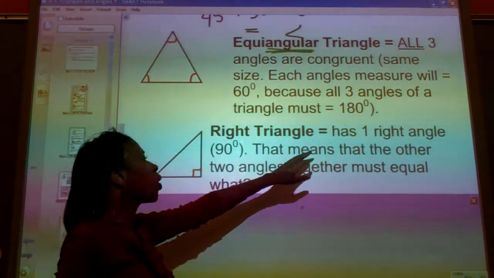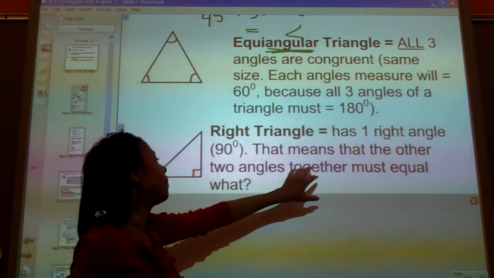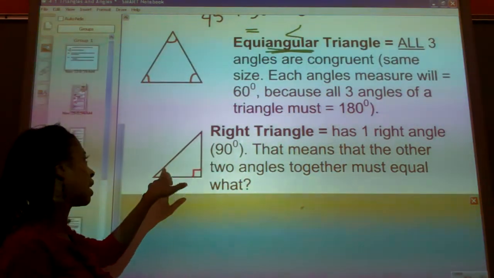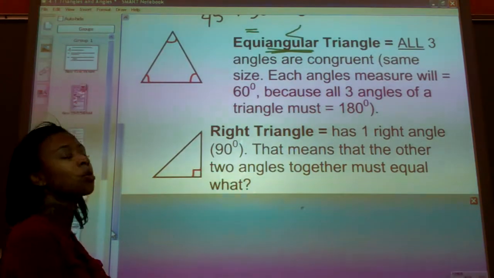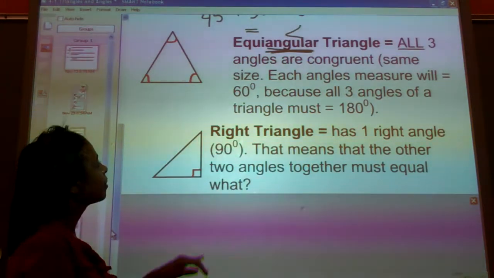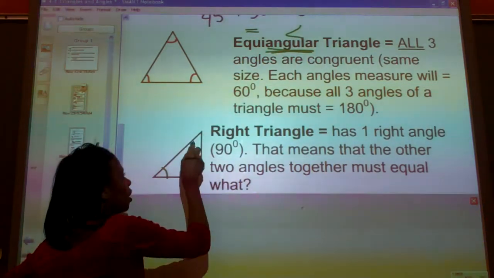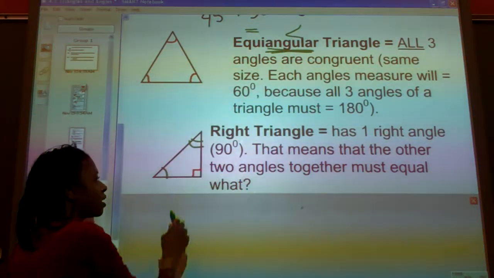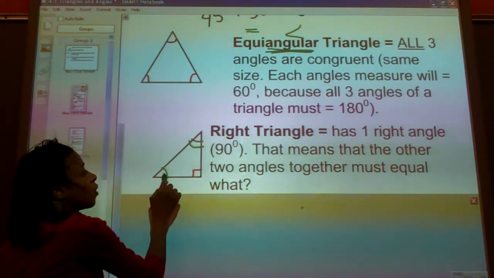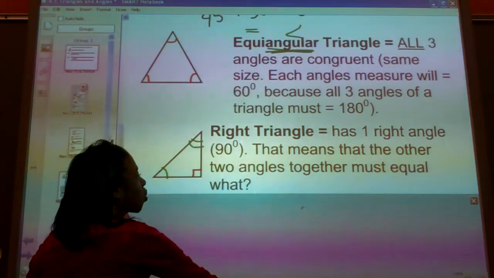Next triangle is the right triangle. It has only one right angle, which means, of course, it's 90 degrees. That means the other two angles must equal what? This angle plus that angle, these two must equal what? If the interior angles of a triangle equal 180 degrees, then together these two must equal 90 degrees, because that's already 90. We've already stated that the three interior angles of a triangle must equal 180 degrees.